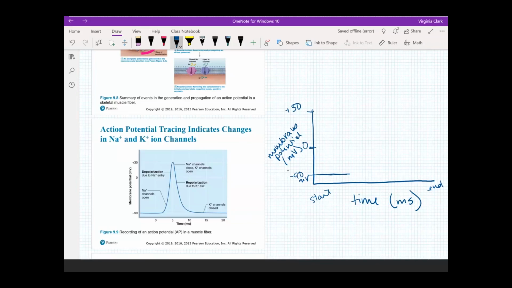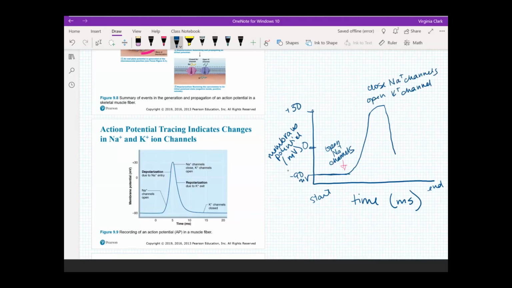And then what will happen is you will open your sodium channels, and you are having an influx of a positive ion, which means you are becoming less negative. So that's what this means. When you open the sodium channels, you become less negative. When you reach this positive 30, you're going to close your sodium channels, and you're going to open your potassium channels. When you do that, potassium is going to enter the cell, becoming more negative.